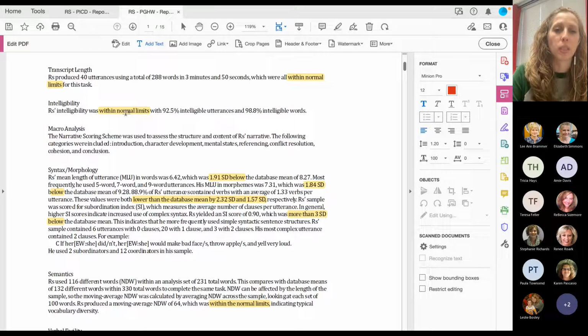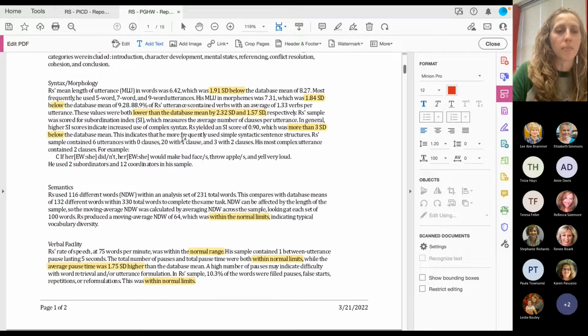Clearly, you get an intelligibility score, which is really nice. They will tell you how many utterances are intelligible and also how many words were intelligible, and whether or not that was within the normal range. Macro analysis is really about the story retell piece of it. You can see here there's no number and there's no within normal limits, and that tells me right away he left something out. So I'm going to have to go look at the actual chart in there.